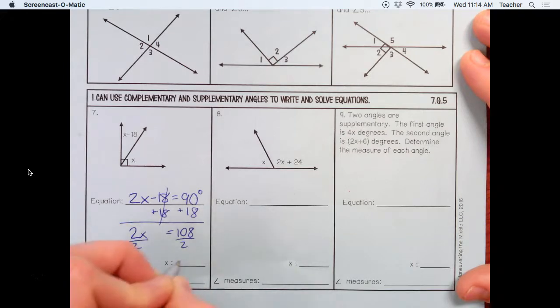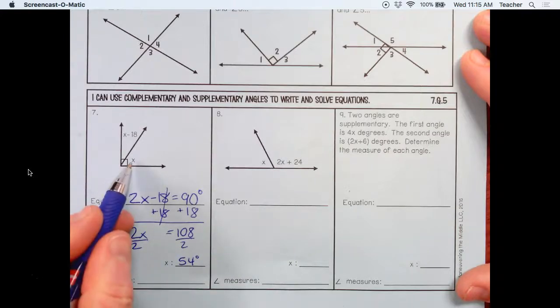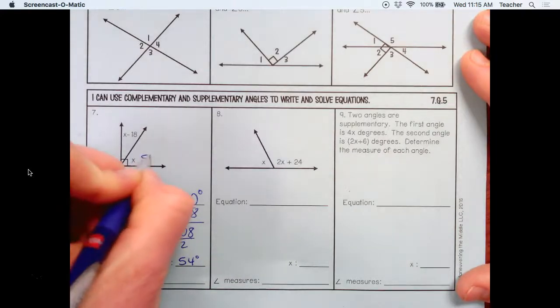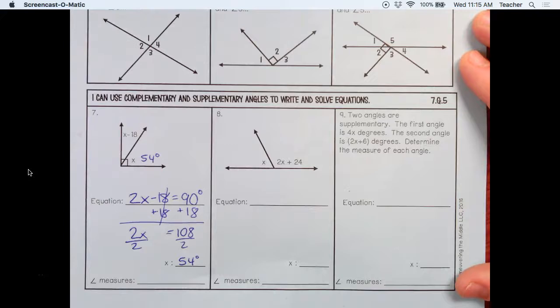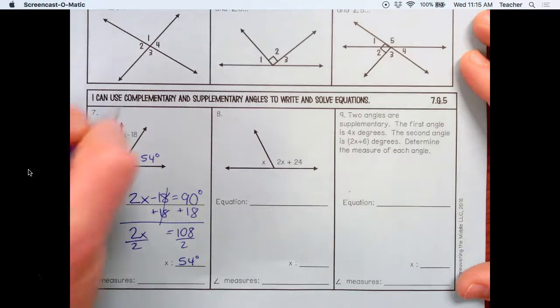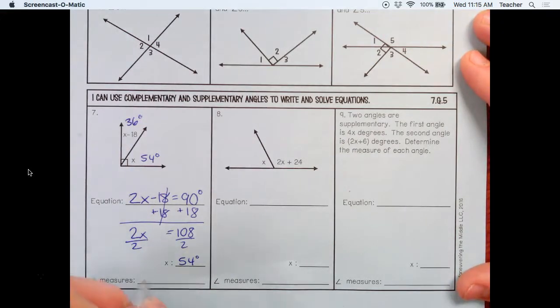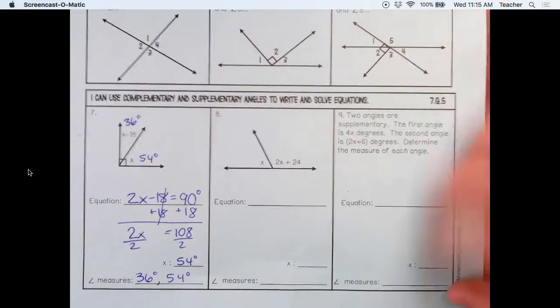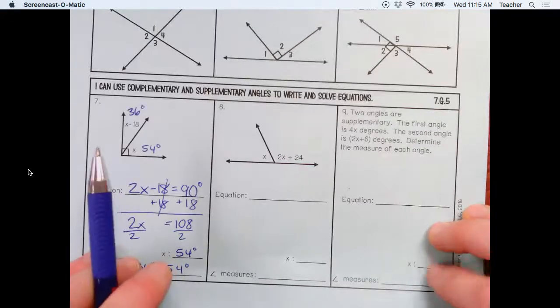X is going to equal 54 degrees. So that means x is 54. And then we need to find 54 minus 18. If we subtract 20, we'd have 34, but we have to add 2 back, so 36. So our angle measures are 36 and 54. If you did it correctly, those should add up to 90 degrees. You're going to do the same thing for 8 and 9, using the ideas of complementary and supplementary.